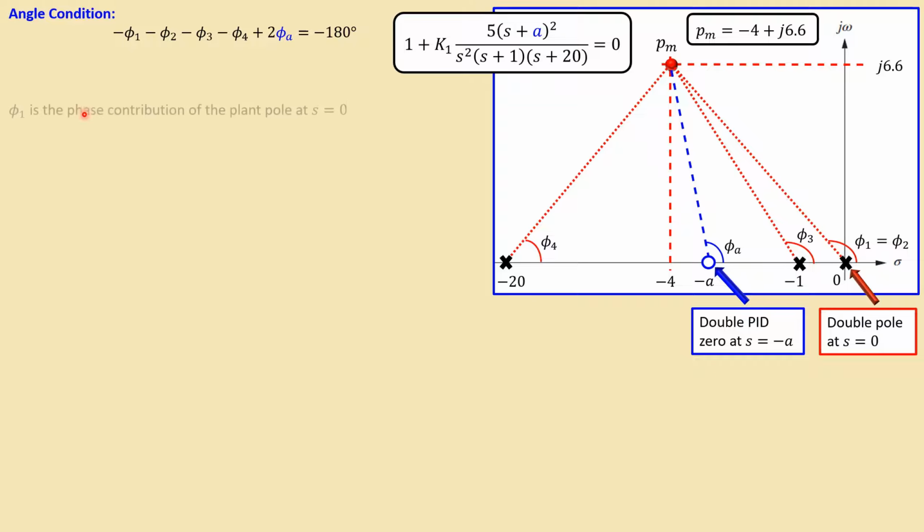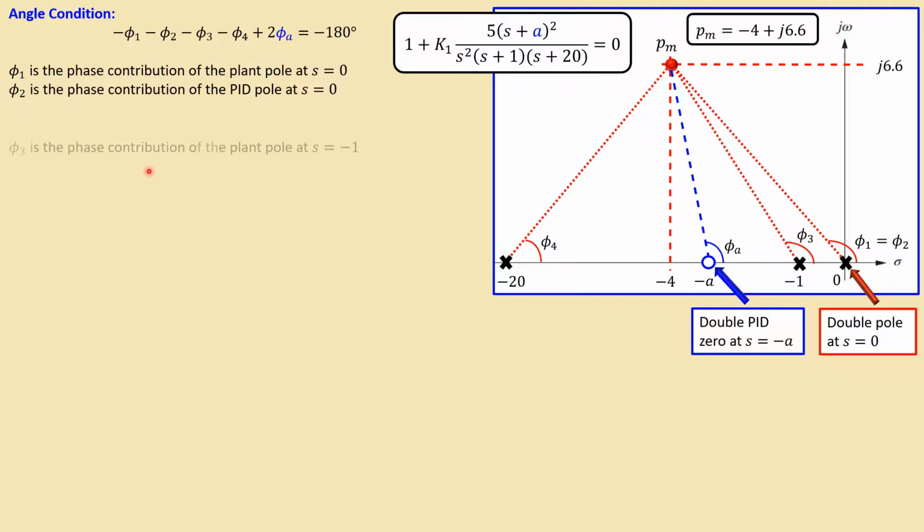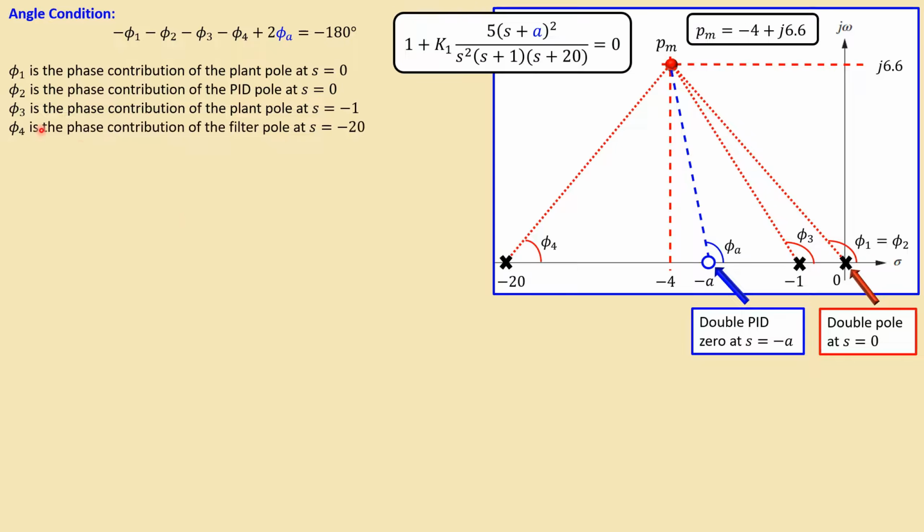Okay, now phi 1 is the phase contribution of the plant pole at S equal to 0. We had that. We also have phi 2, which is the phase contribution of the PID pole, again at the origin, S equal to 0. Phi 3 is the phase contribution of the plant pole at S equal to -1. Now we have also the phase contribution of the filter pole at -20. That will also have an effect. And we have the phase contribution of the double PID zero at S equal to -a.